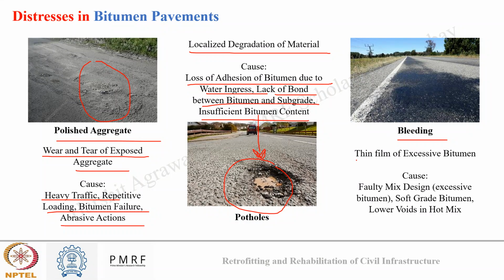Then we have bleeding, again in case of bitumen, where we see a thin film of excessive bitumen all over the surface. It is caused due to faulty mix design where excessive bitumen may have been used, or soft grade bitumen which may not be able to set properly, and low voids in hot mix also lead to bleeding of bitumen. So these were several reasons by which distresses appear in bituminous pavement.